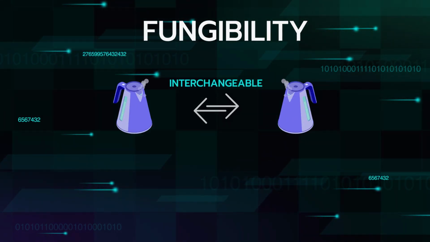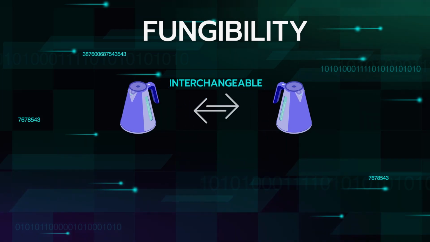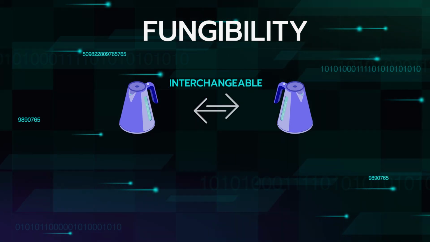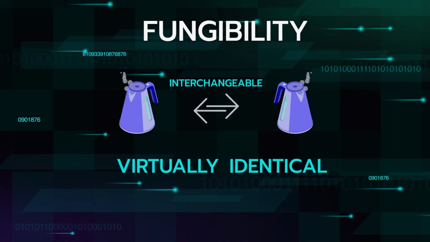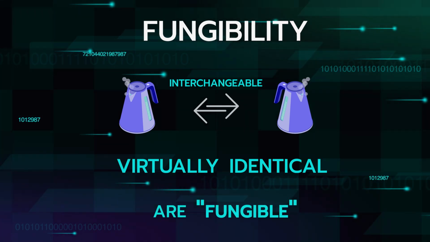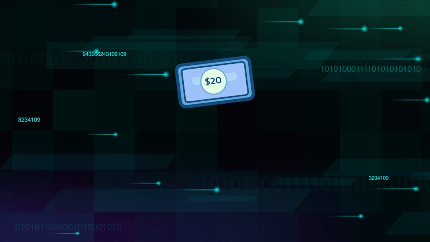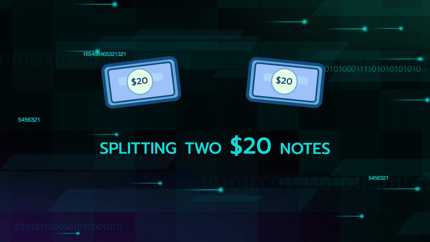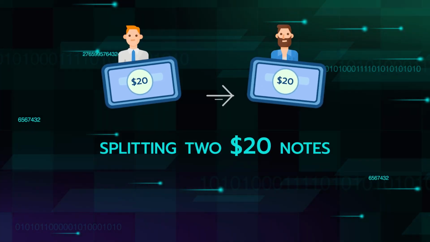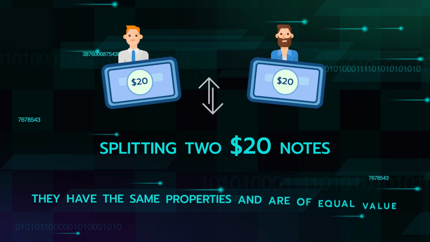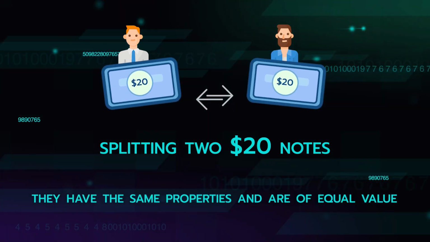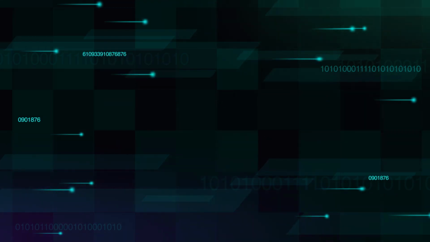Items that are interchangeable, whereby exchanging one for another is straightforward as they are virtually identical and of equal value, are fungible. An example of a fungible item is a $20 note. If you and a friend are handed two $20 notes to split between each other, it shouldn't matter which one you take, as they have the same properties, and are of equal value.